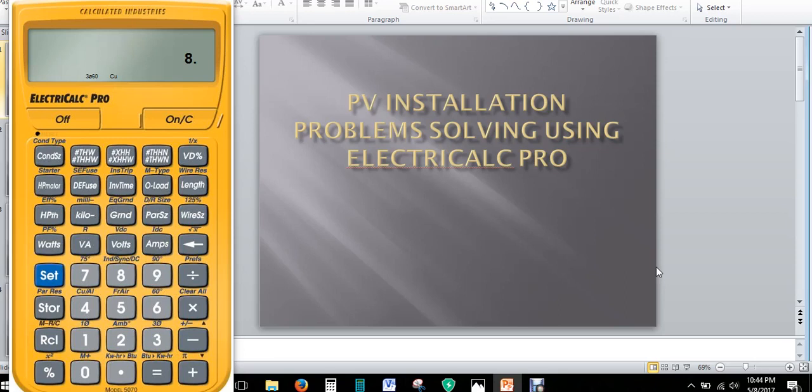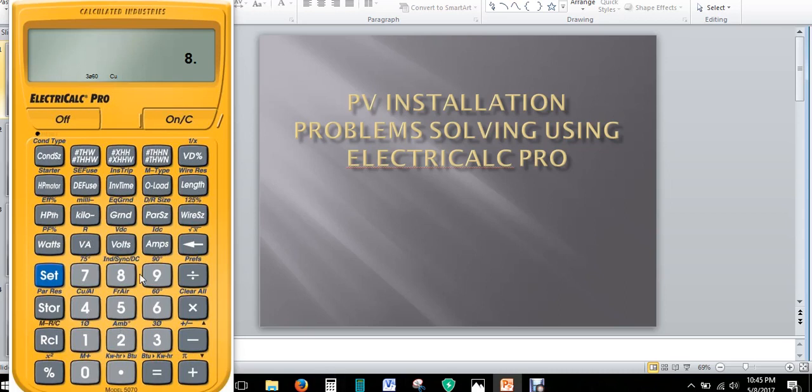Today I would like to illustrate an example of solving a PV installation problem using Electrical Pro, which is pretty much ISPO, which I'm going to illustrate in just a few moments. First of all, let's get familiarized with the basic interface of this calculator.